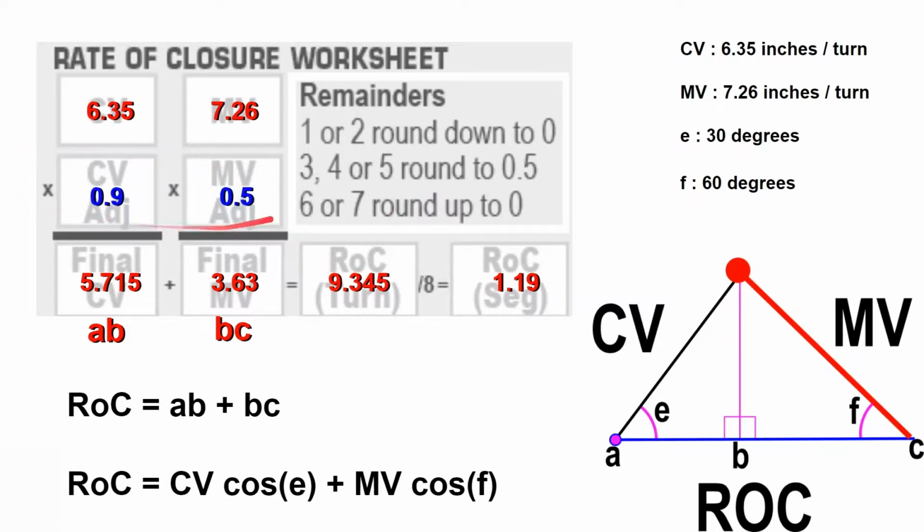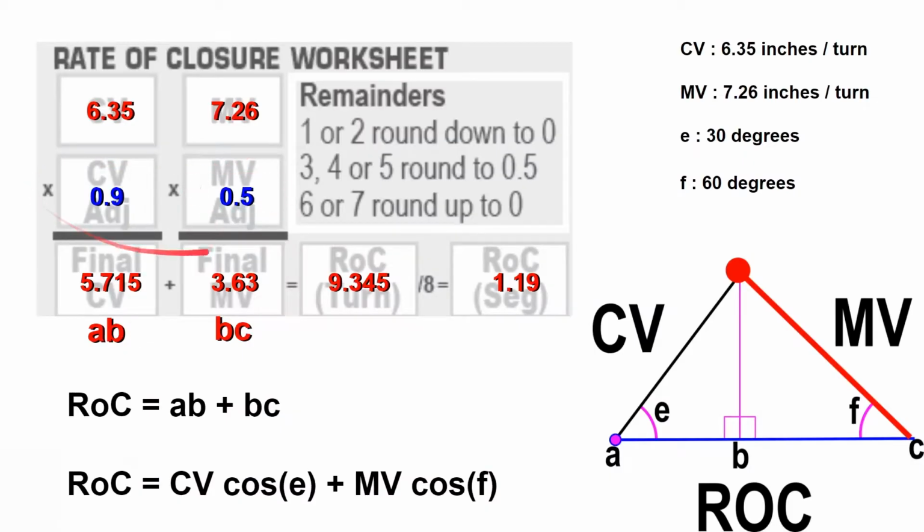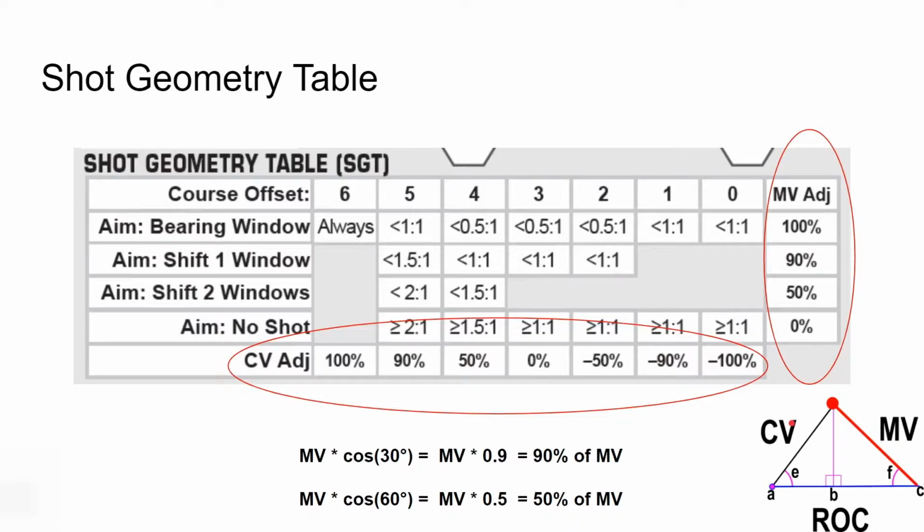Now, how do we get these 2 numbers without spending a lot of time measuring stuff on the tabletop with a ruler and protractor? Well, that's the shot geometry table. As you can see here on the 2 sides, we have our muzzle velocity adjustment and our crossing vector adjustment. That corresponds to these 2 numbers right here. And if you're not familiar with converting percentiles into decimal numbers, 90% comes out to 0.9, 50% comes out to 0.5.